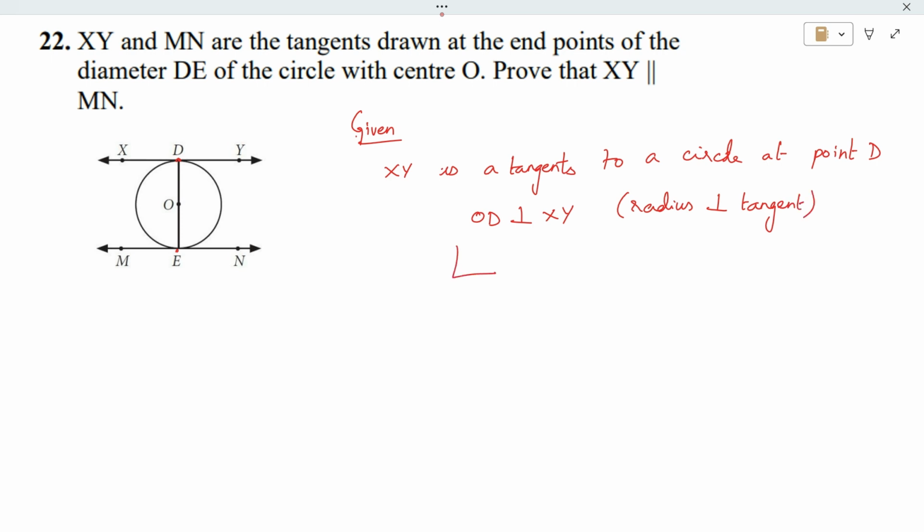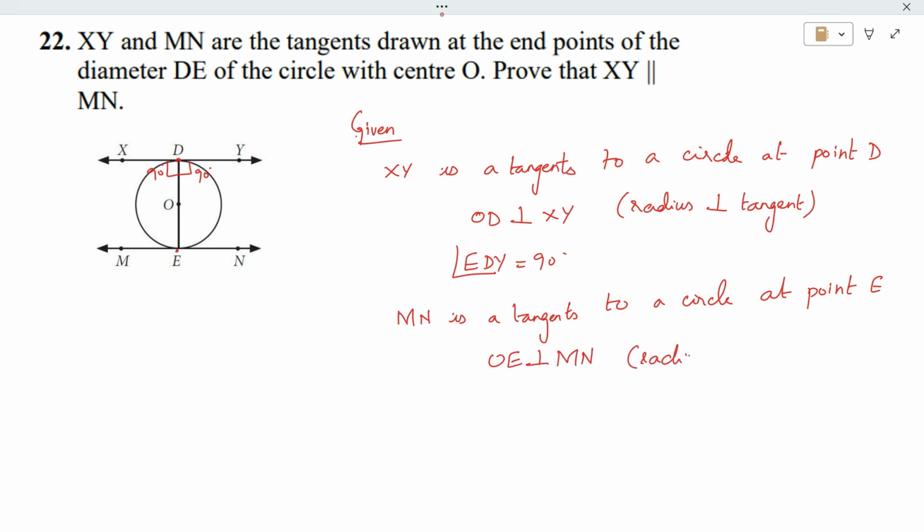Hence, angle EDY will be 90 degrees. So this angle will be 90 degrees. Similarly, the other side also, isn't it? Now I am considering MN. MN is also another tangent to a circle at a point E, isn't it? So I'm writing this, and from here I can understand again OE is a radius which is perpendicular to MN. Why is it so? Because the radius is perpendicular to the tangent.